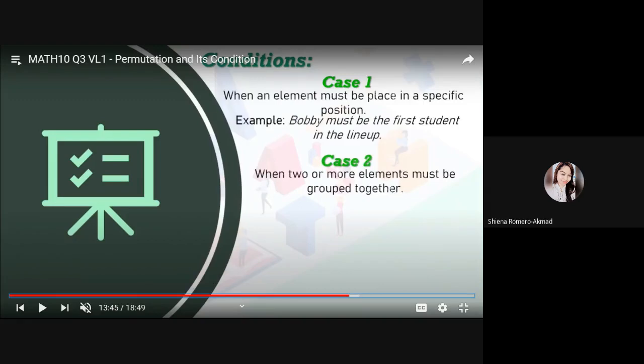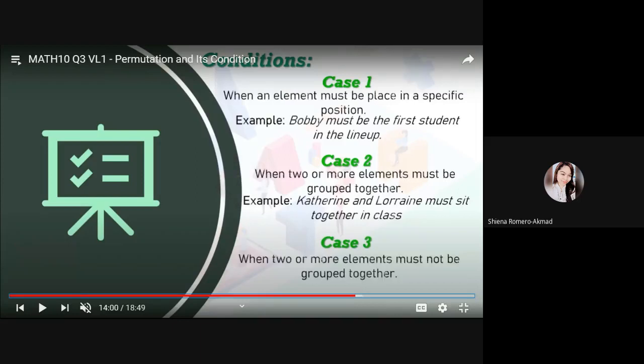Case number 2 here is when two or more elements must be grouped together. Like, for example, Malu and Rose want to be seated next to each other. So, that is an example of case number 2. Catherine and Lorraine must sit together in the class. So, about case number 3, ito naman, two or more elements must not be grouped together. But katulad nung kanina, Bobby and Chris don't want to stand beside each other. Ito naman, ang given dito na example, the green book and the red book must not be placed next to each other on the shelf.